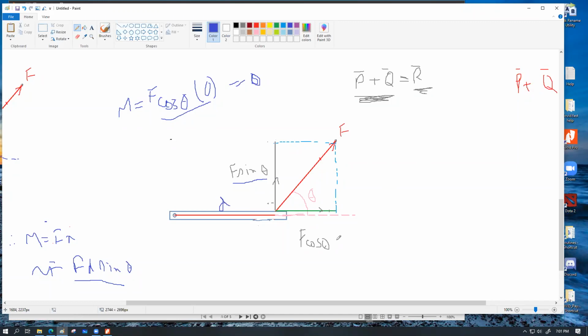We don't have to even bother about that because its alignment was along the pivot line, which means all the moment that this force F could possibly produce is going to be produced from F sin theta, the force component that is perpendicular to the distance d. So now we have a perfect 90 degrees over here. So I can write from this figure automatically that the moment we'll be getting should be F sin theta into d. See if it makes sense.